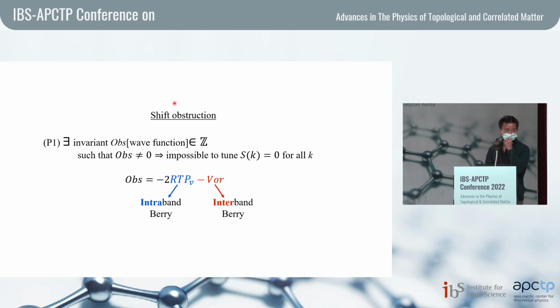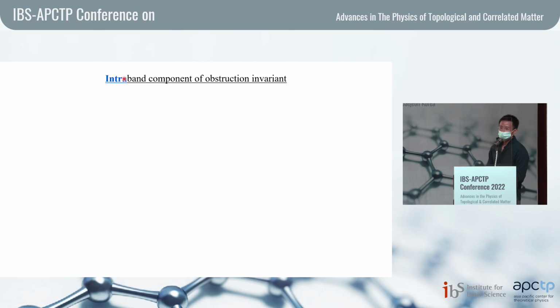Okay, let's discuss this shift obstruction. It's worth repeating. The claim is that there exists an invariant that inputs a wave function and outputs an integer. If the integer is non-zero, then it's impossible to tune the shift vector to zero for all k. It can be expressed as the sum of two invariants themselves. One is related to the intraband Berry connection, and one is related to the interband Berry connection. I'll explain first the intraband component.